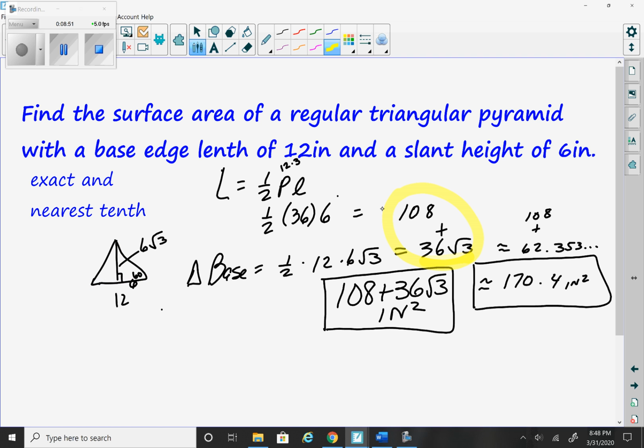Adding our lateral to our base, we come up with 108 plus 36√3. Again, 108 is our lateral, 36√3 is the area of the base. You cannot combine those two terms.